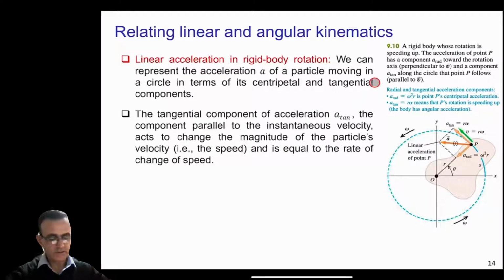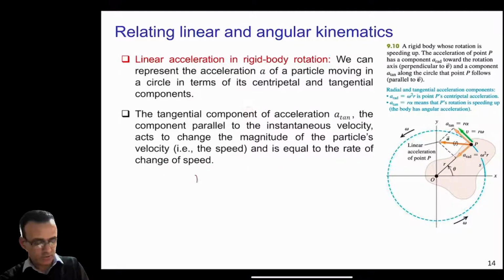The tangential component of the acceleration, a tangent, is parallel to the instantaneous velocity and acts to change the magnitude of the particle's velocity. So the main contribution of a tangential is to change the magnitude of the velocity, which is speed, and it is equal to the rate of change of speed.